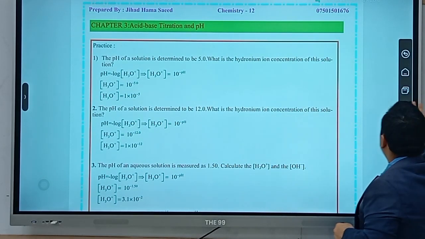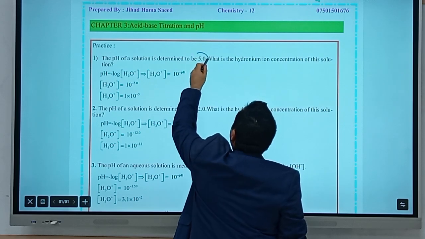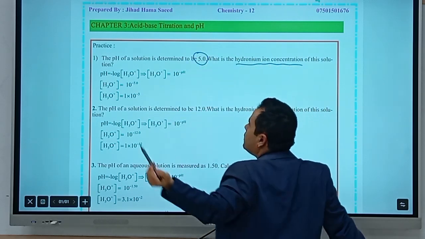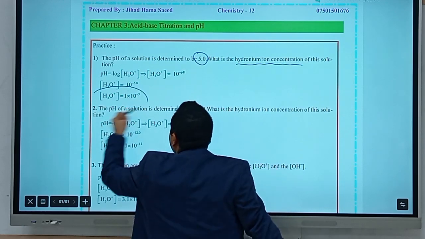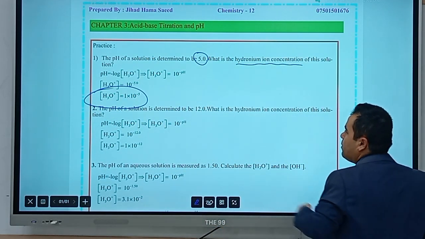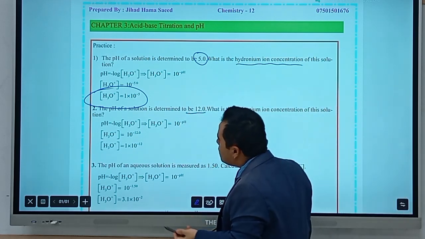Let us practice more questions, guys. If a pH of a solution is 5, what's the hydronium concentration of this solution? 10 to the power minus 5. Why? Because that's the equation. 10 to the power minus 5. pH is equal to 12. What's the hydronium? 10 to the power minus 12.